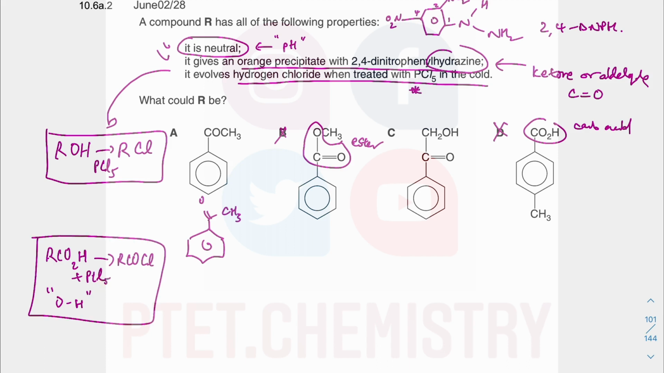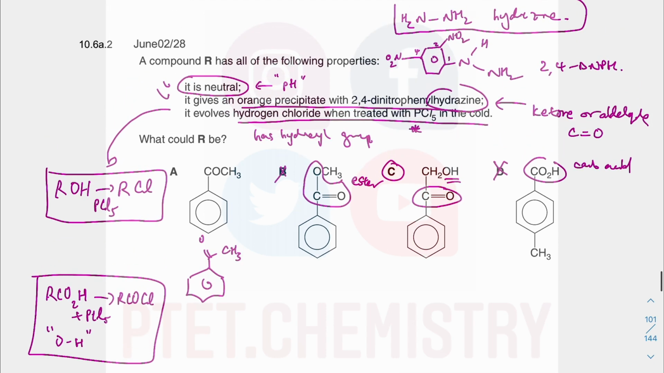But we already established that this thing is neutral. So we are looking at the ketone, which also has a hydroxyl group. So it evolves HCl means it has a hydroxyl group because you could replace the OH with Cl. Okay, so you must have a hydroxyl, you must have a ketone based on previous observation. So C must be the correct answer because it fits all the observations. All right.